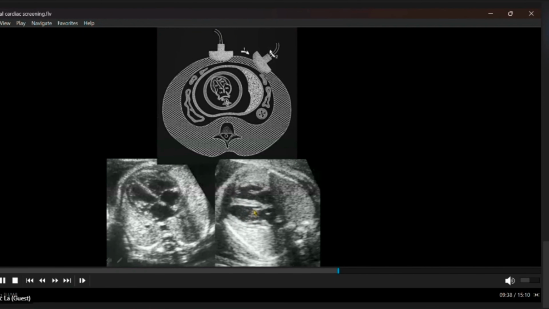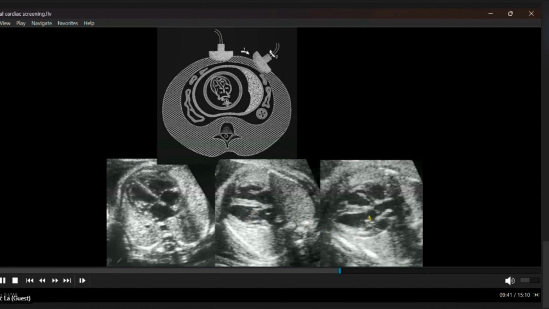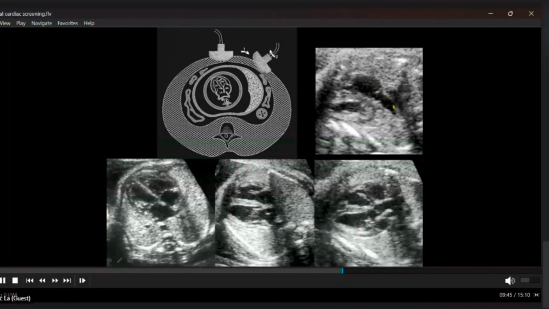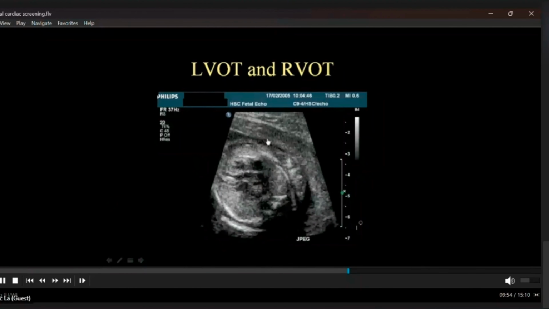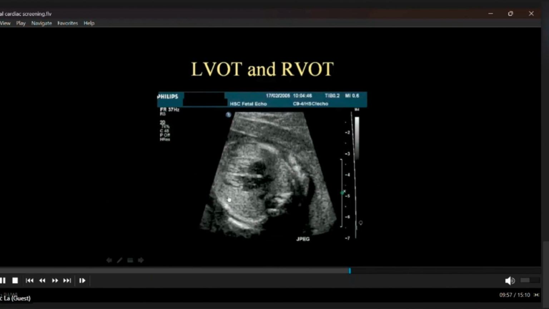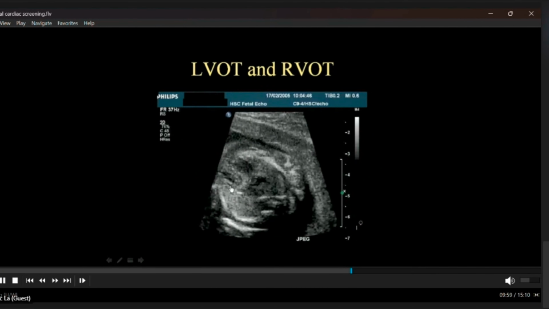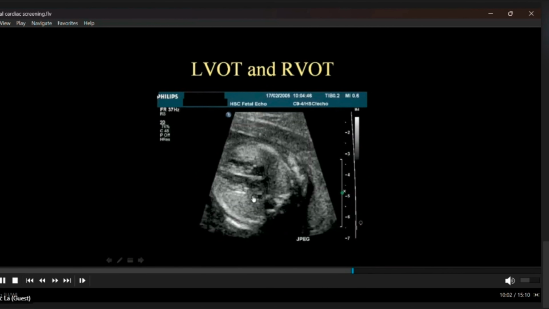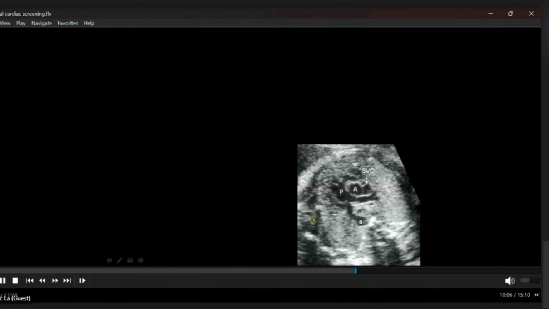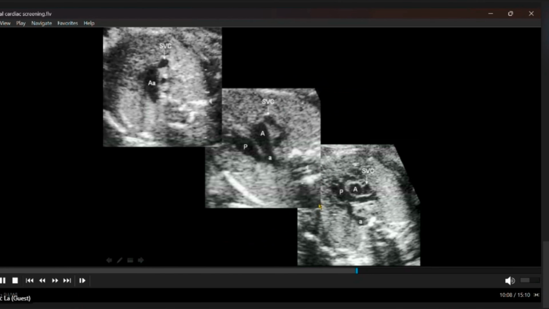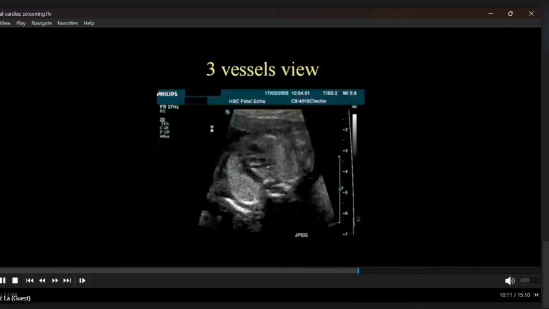And then from there, you just sweep up and rotate anti-clockwise to see the left ventricular outflow tract and clockwise to see the right ventricular outflow tract, just by sweeping up and a little bit of rotation. This is an example. See that the beam is coming from this side, and here we are sweeping up. This is the left ventricular outflow tract and right ventricular outflow tract. Clear? Okay, the 3 vessels view, we will see how to obtain that.